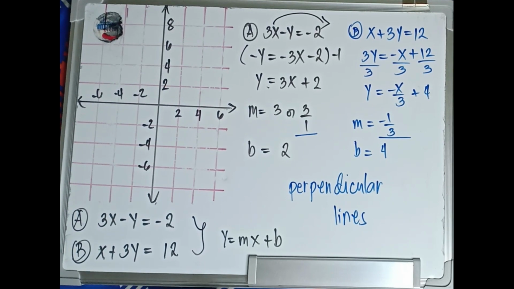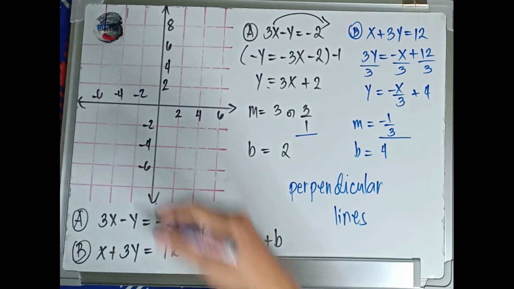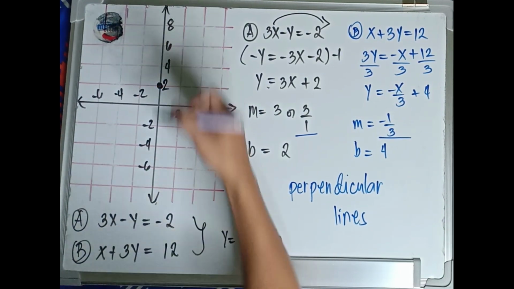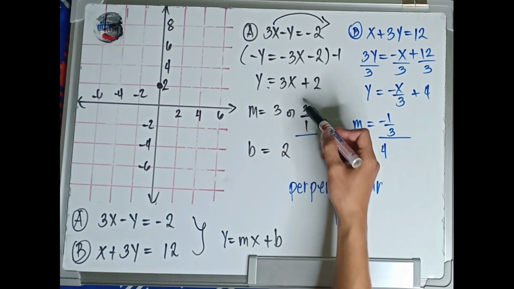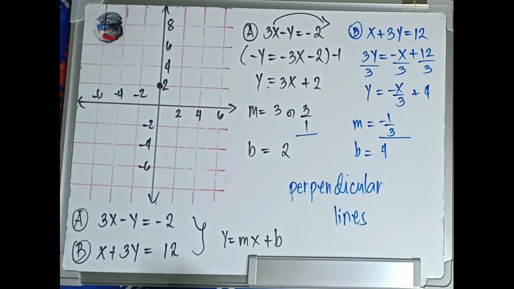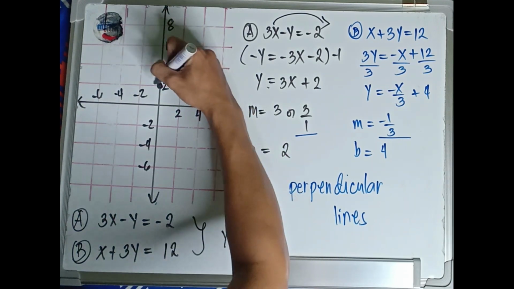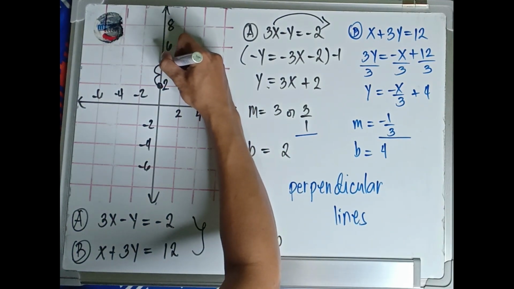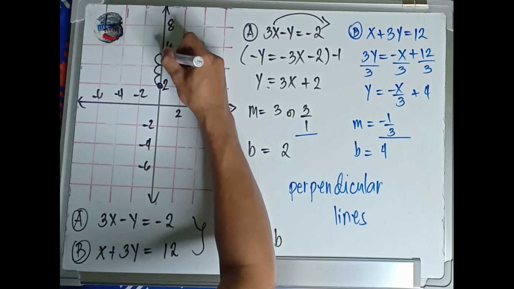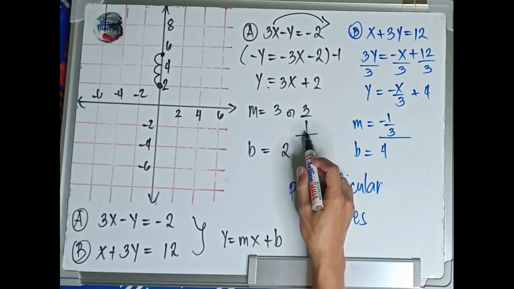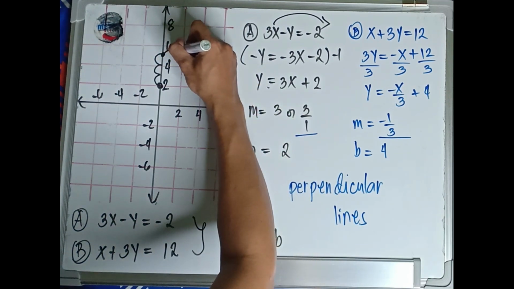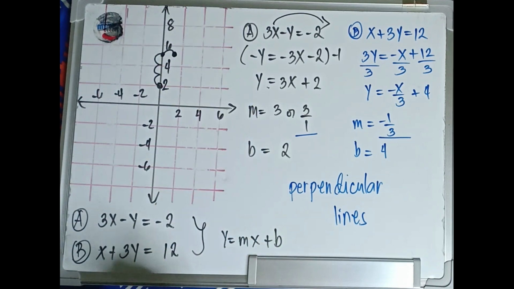Now let us graph equation A. Our y-intercept is positive 2, and our slope is 3 over 1. So we have 3 as our rise, so we have to move upward 3 times: 1, 2, 3. And then we run once. And then we connect the 2 points.